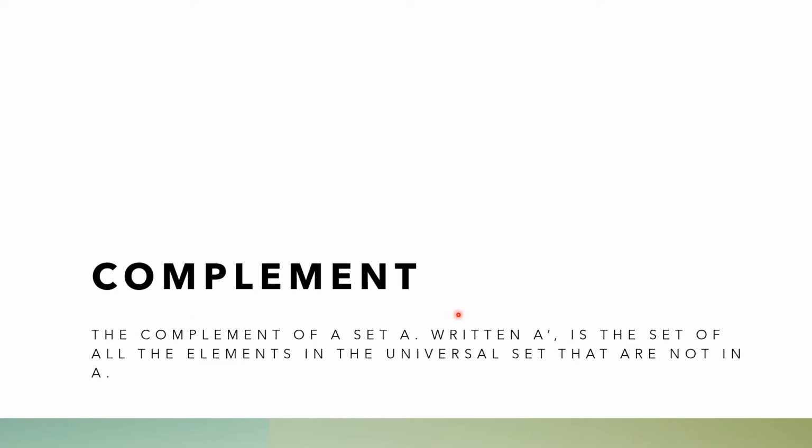Complement. The complement of a set A, written as A apostrophe, A complement, or A prime, is the set of all the elements in the universal set that are not in A. So we need to have the universal set and a certain set. Let's have some examples.